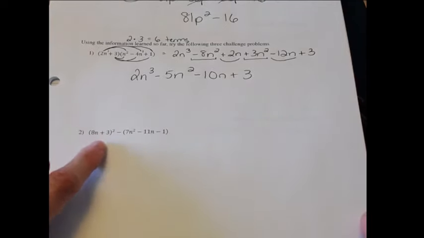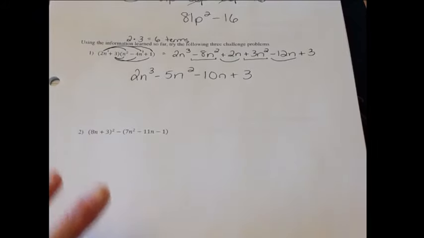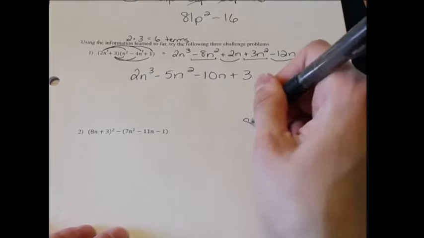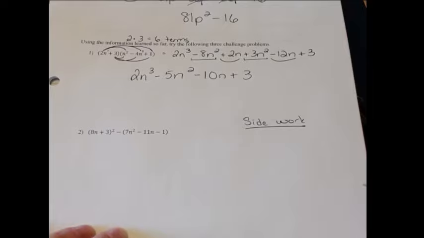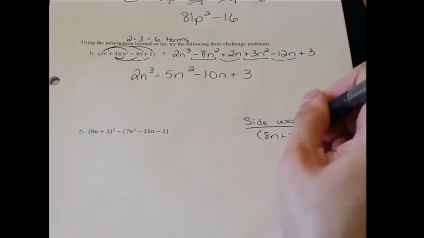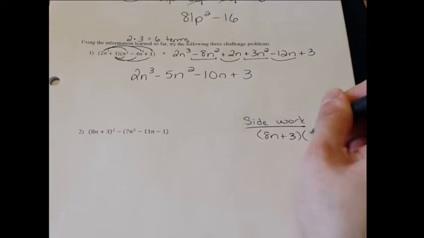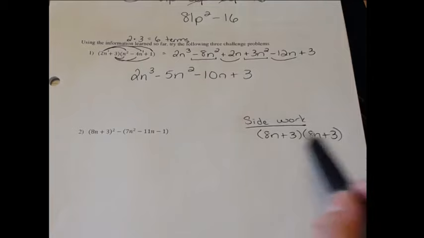So what that means is we have to expand it. We have to rewrite first. What I like doing for problems like this is some side work, so that it doesn't clutter all of my workspace here. What I would do if I were you is take the 8n plus 3, and notice that 8n plus 3 squared gets rewritten twice, and then you essentially distribute. I would do that first.